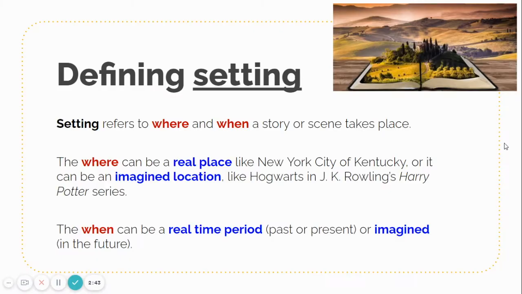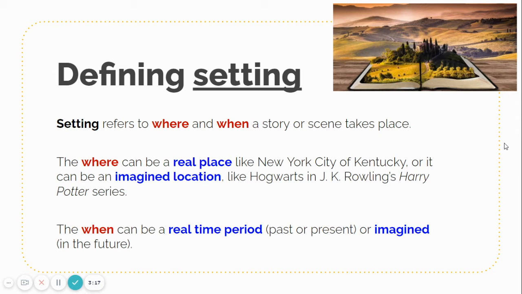Alright, so before we actually get to analysing the setting of Same Sun Here, and in general, what we need to do is develop an idea of how to define setting. When we look at setting through the lens of literature and literary analysis in English, it usually refers to where and when a story or a scene takes place. Now, the where can be a real place, like New York City or Kentucky. Like in Same Sun Here, those are probably the 2 primary settings.